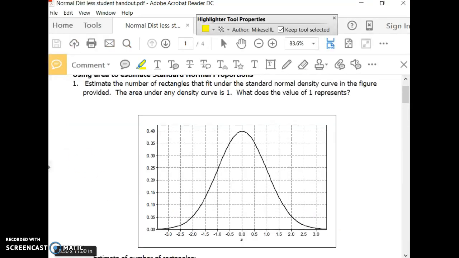So now we have the intro out of the way, and now we're talking about the meat of the activity. This should take 20 to 25 minutes, depending on your kids, depending how good their spatial reasoning is. We need to estimate the number of rectangles that fit underneath this normal density curve. The area under a density curve is 1.